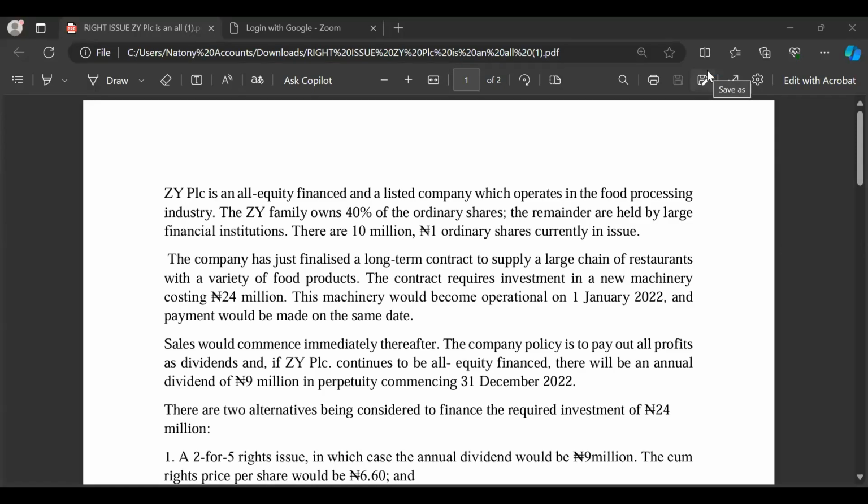Welcome to this tutorial. I'll be solving the question on right issue. And the question is ICAN November 2021, question number 3. November 2021, question 3.